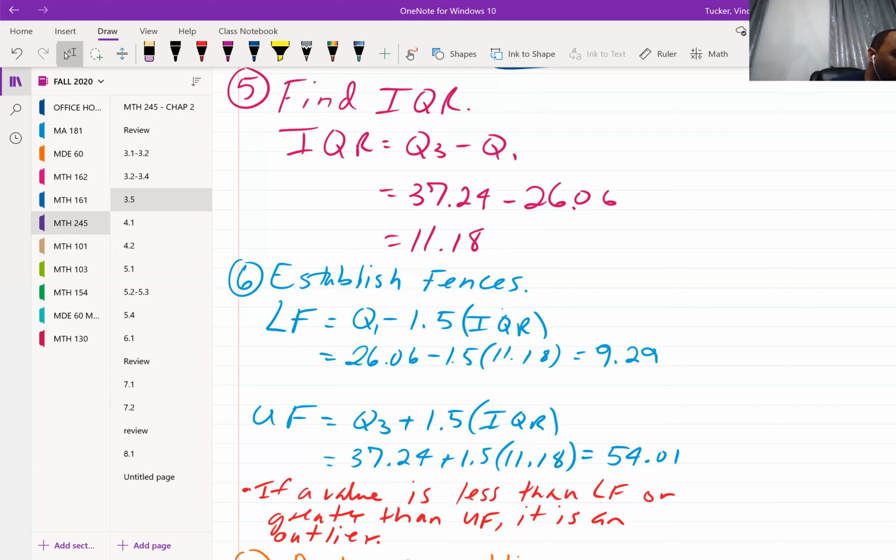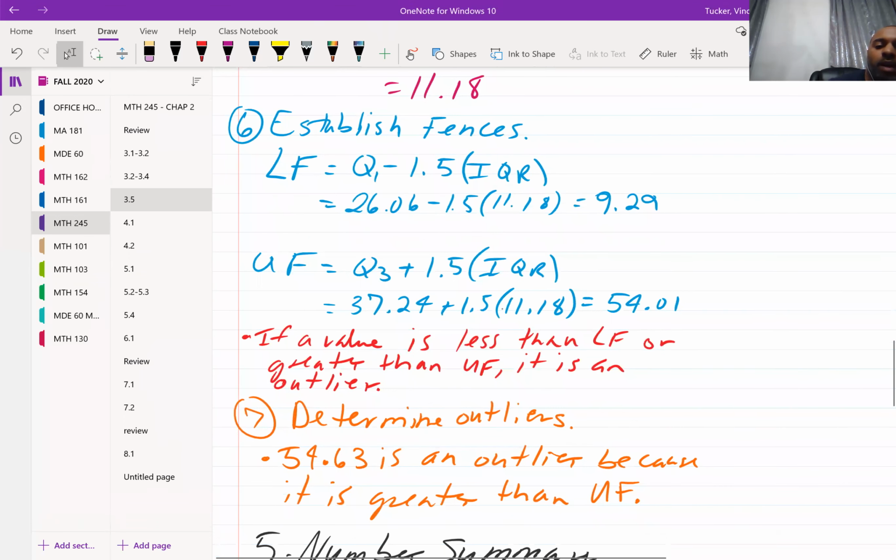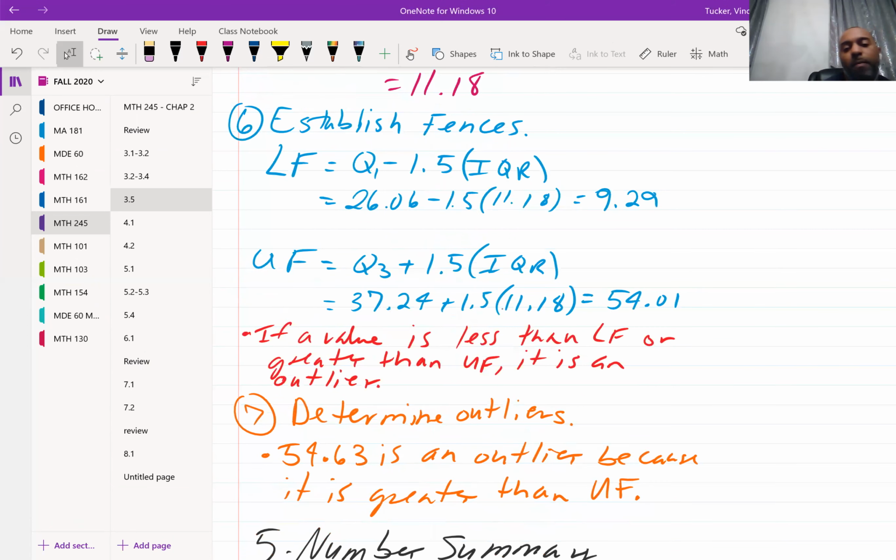All right, questions, any questions? All right, last step, determine if any data value we have is an outlier. So 54.63 is an outlier because it is greater than the upper fence.